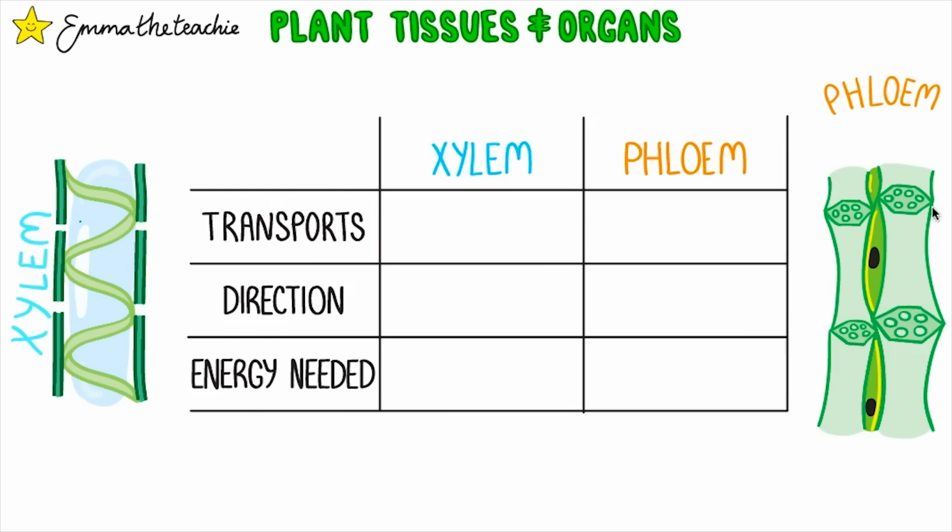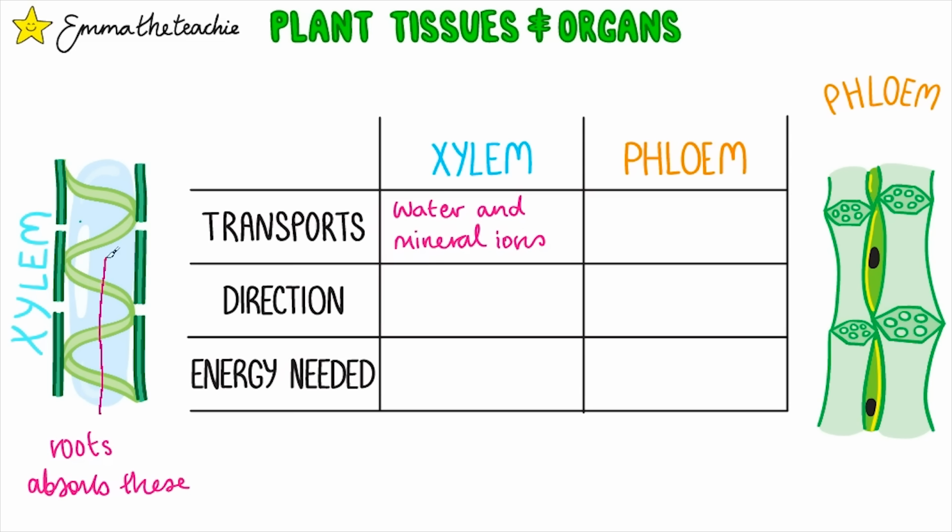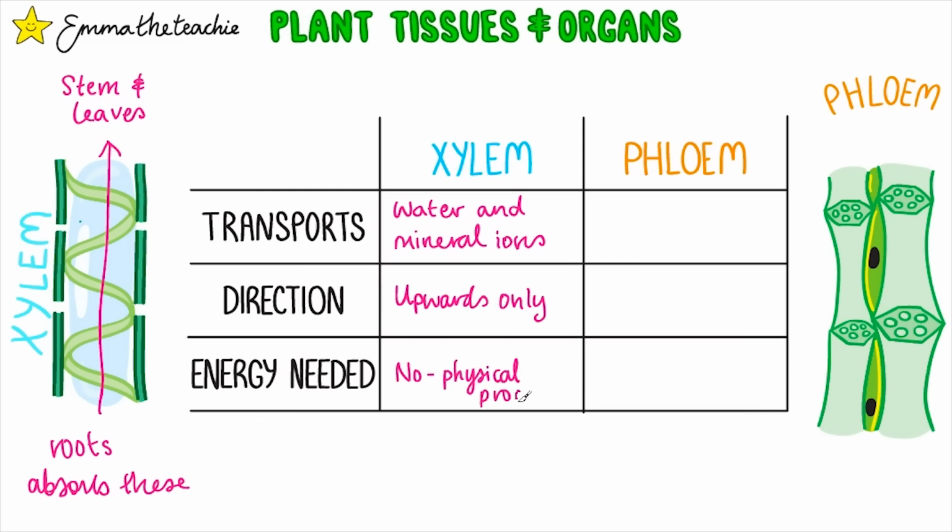Now we're going to look at the transport systems of the plant. This consists of the xylem and the phloem. The xylem transports water and mineral ions. These are absorbed from the soil in the roots and are then transported up through the plant to the stem and the leaves. Therefore, the direction of travel is in just one way, upwards only. No energy is needed as this is a physical process.